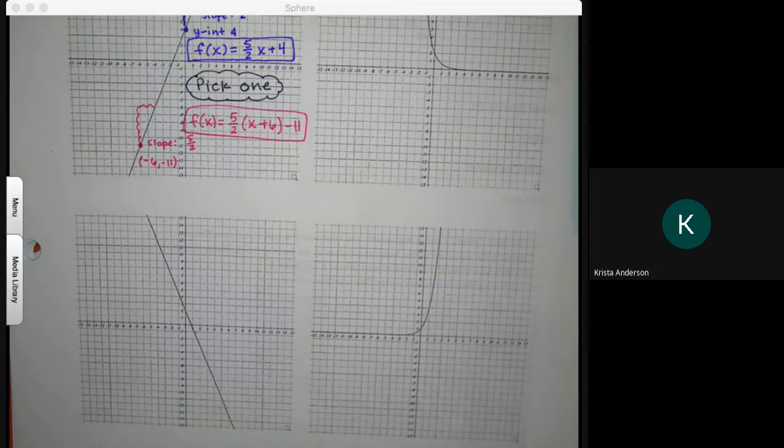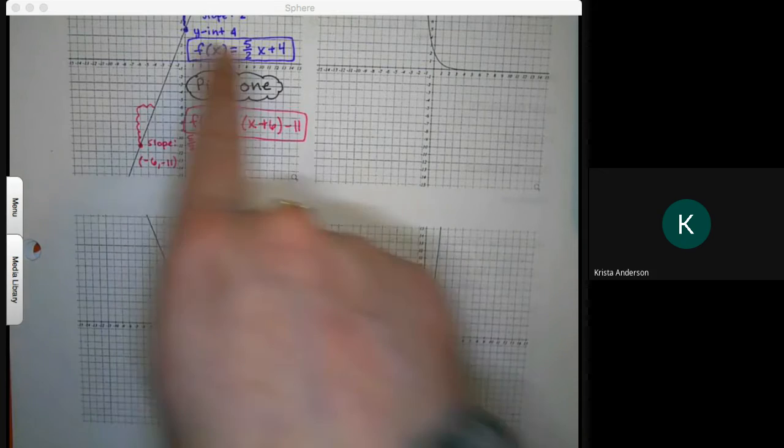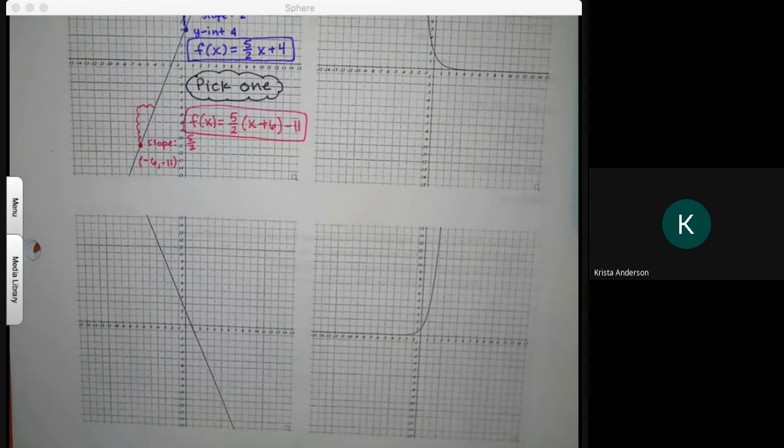Does anybody have a favorite one, the purple or pink? Either one works. No preference? Yeah. The y-intercept. You like the y-intercept? Yeah, that one is nice because you just put the +4 on. You don't have to type as much. I like that one too. So I'm going to try this bottom one.